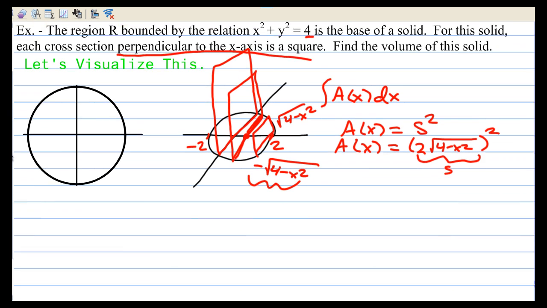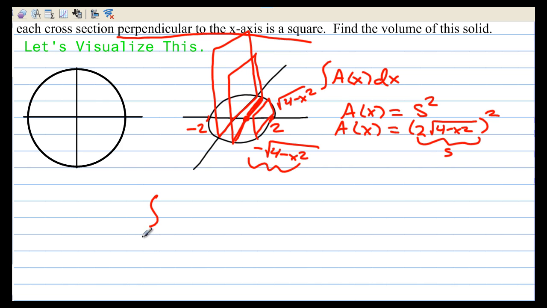Well, now we just have to integrate from -2 to 2 of, and if I square this, I get 4 times 4 minus x squared. Well, that's it, because the square root and the square cancel each other out. Taking the integral is like adding up all of these squares, an infinite amount of them. Well, now we just have to do the math.